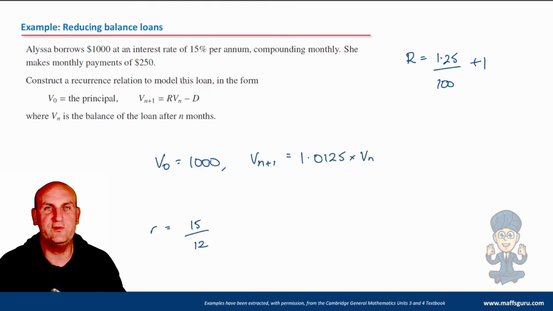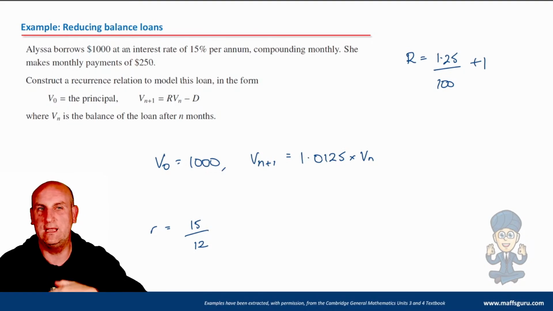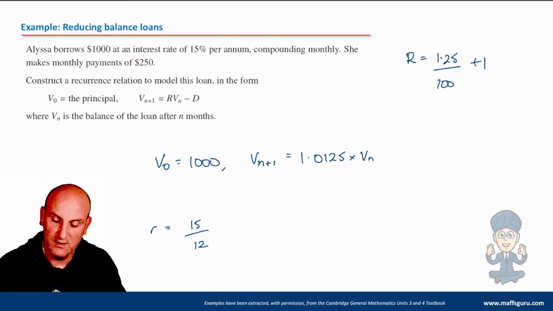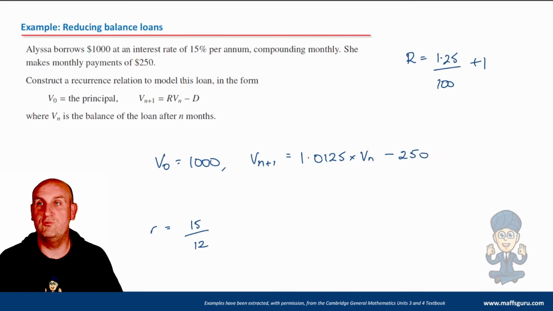Am I adding money on or taking money away? Well, she's making a payment of 250, so it's minus 250. Now, a word of warning there. Last year, a lot of my maths group got really confused there. They went, well, no, but I'm making a payment, I'm adding it on. Not with a loan, you're not. With a loan, you're actually paying money off. You're reducing the balance. So by paying that $250 in, you're making your loan smaller. So that's why it's minus 250.